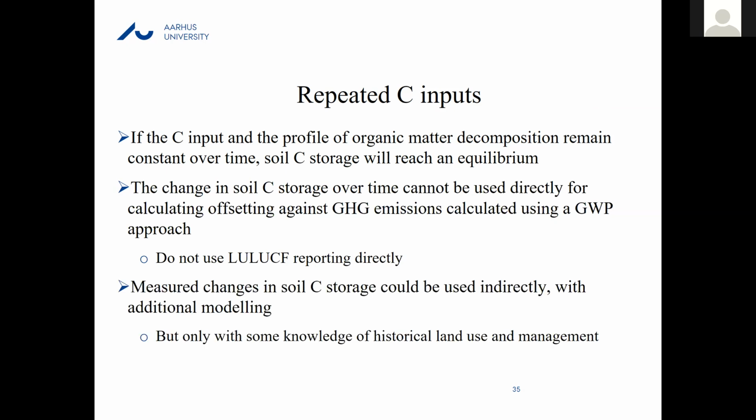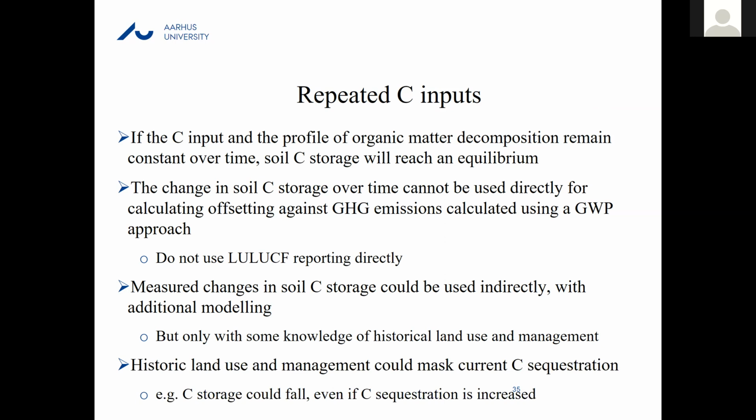Measured changes in soil carbon storage could be used indirectly with additional modeling, but only with some knowledge of the historical land use and management. We could find ourselves in a situation where historic land use and management could mask the current carbon sequestration. So, for example, one could find a situation in which carbon storage is falling, even if carbon sequestration is increasing.